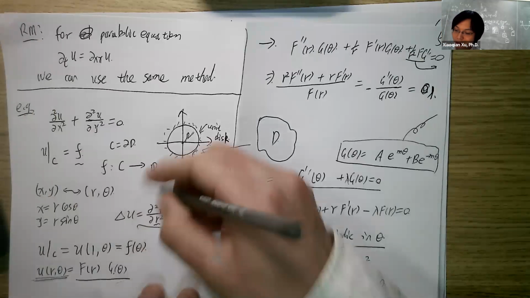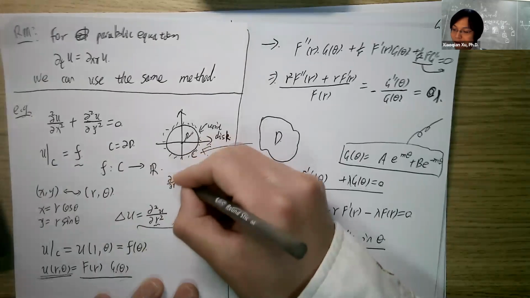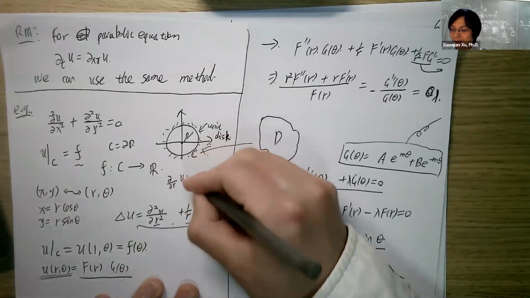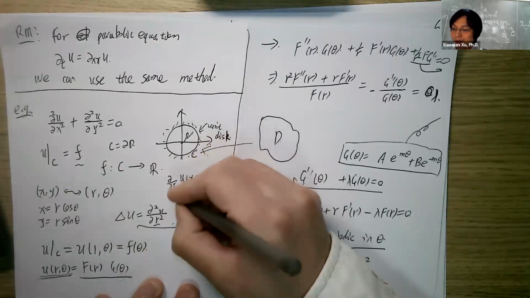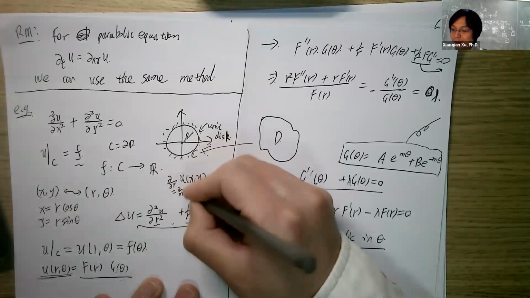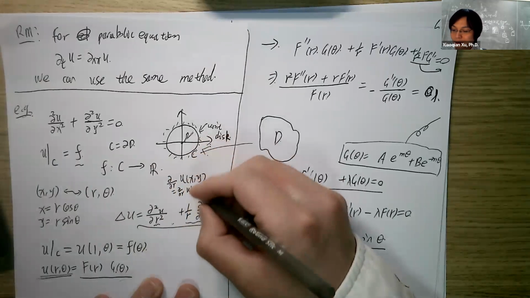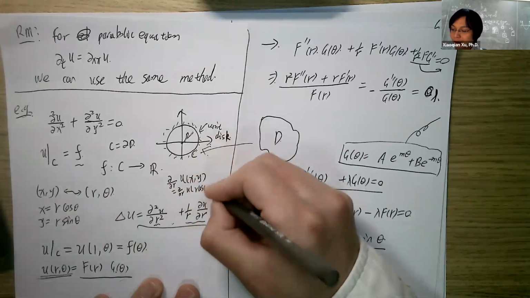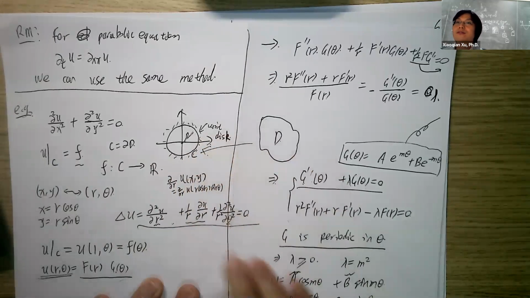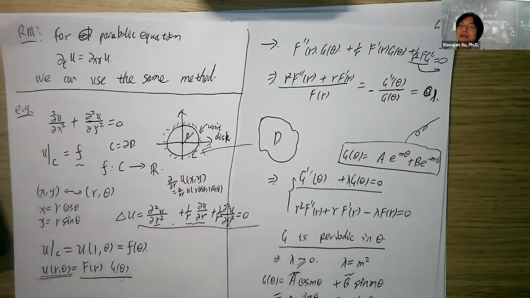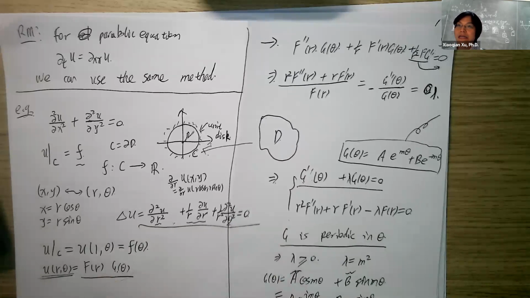Or if you want, you can try to compute what is partial r of u. Because you have x, y, and the partial r of u is partial r of r cosine theta, r sine theta. Then you can use chain rule. And then take the derivative again, and then you try to compute each term by term and do the addition.